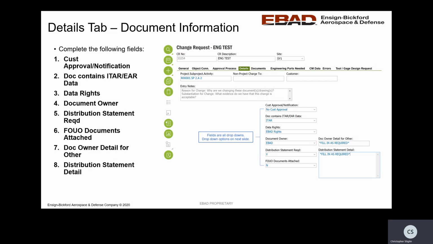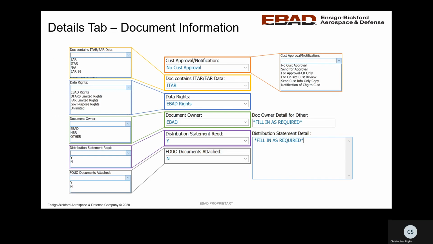Document information. Customer approval notification. Document contains ITAR EAR data, data rights, document owner, distribution statement required, FOUO documents attached, document owner detail for other, and distribution statement detail. And here's a visualization of all of the fields that you'll be required to enter.